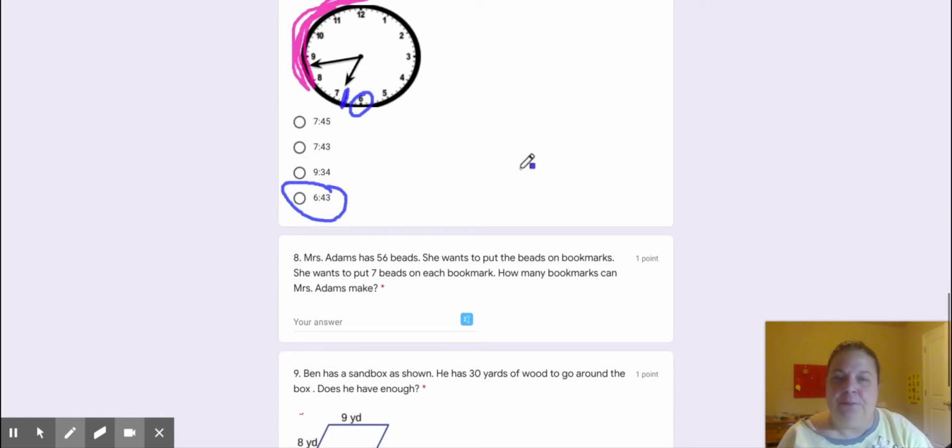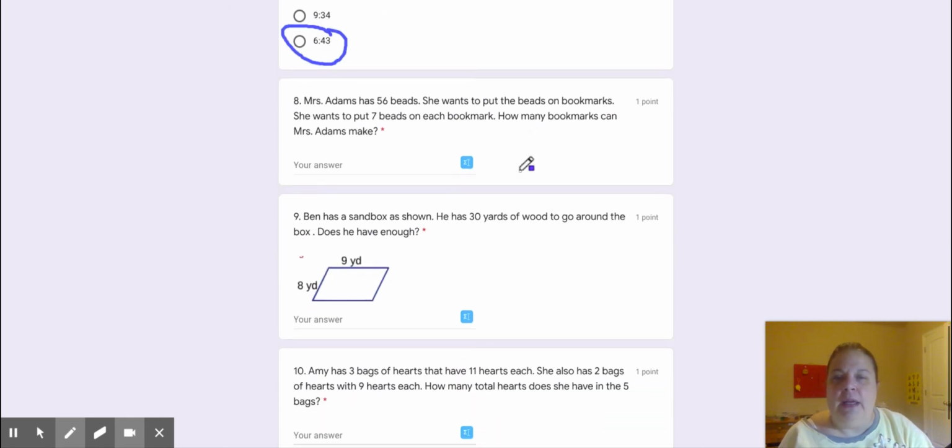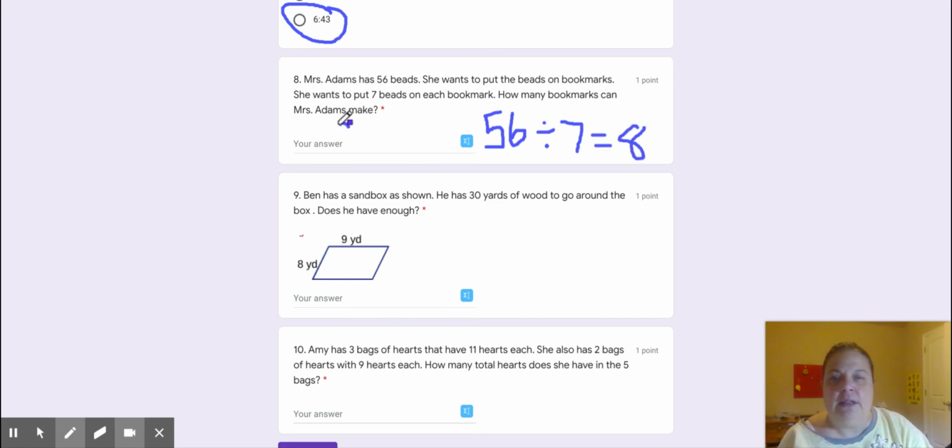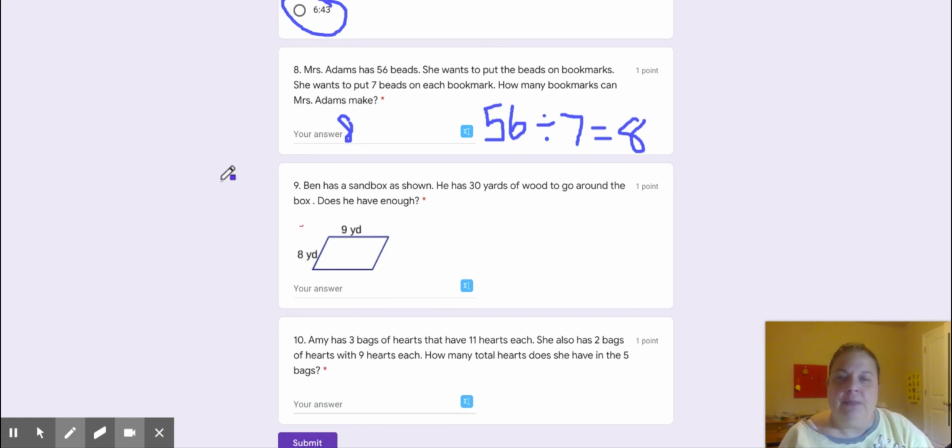All right. Number 8. Ms. Adams has 56 beads and she's putting the same number of beads on each one. So she's sharing those beads with all of those. So this was also a division problem. So 56 divided by 7 equals 8. And the correct answer here was 8.